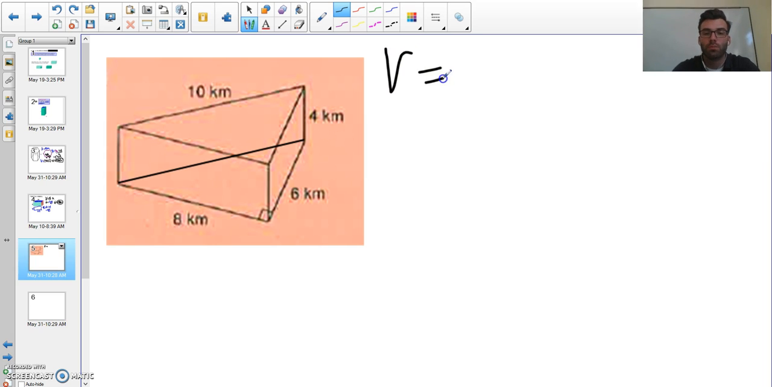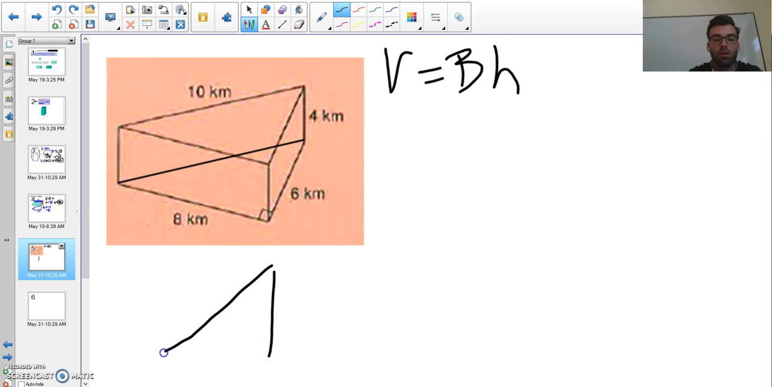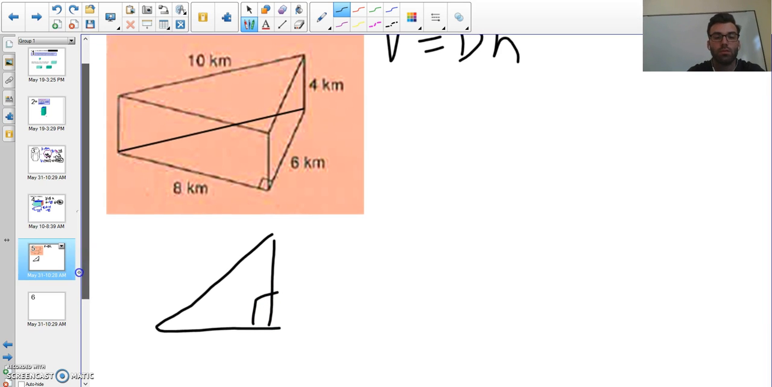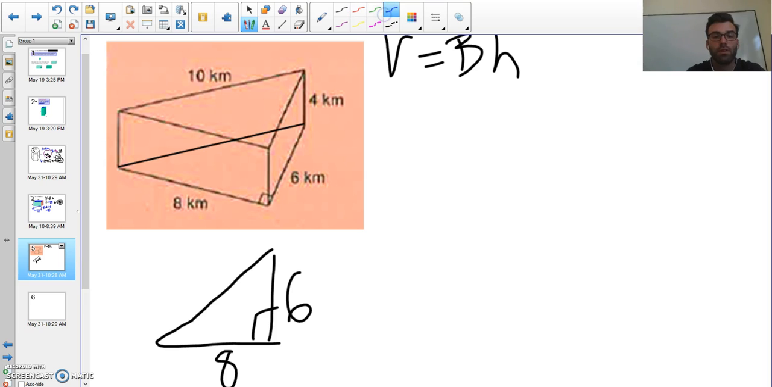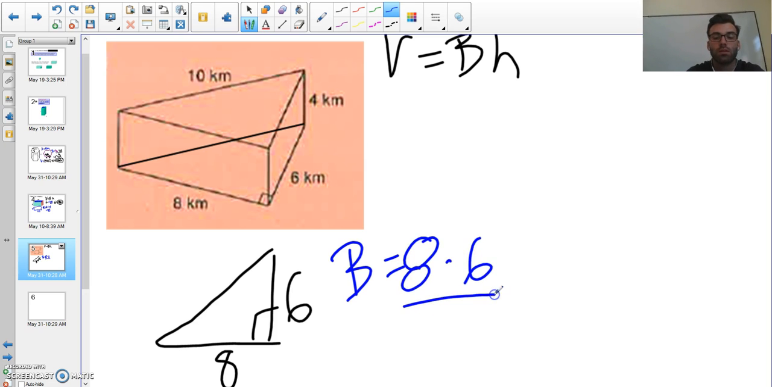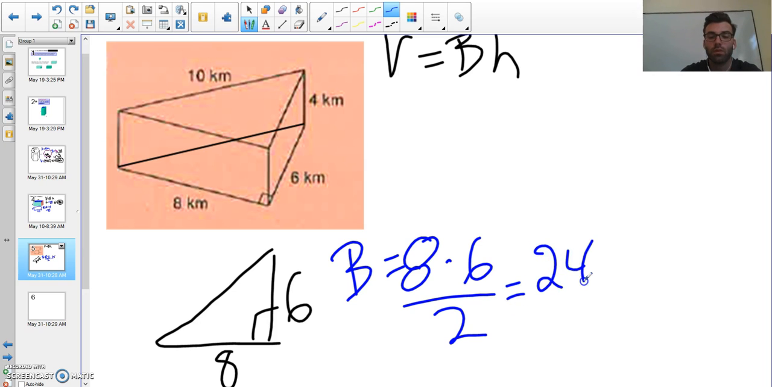Remember, volume equals B times H. In this prism, our unique shape is the triangle. So with this being 8 and that being 6, to find the area of a triangle, I do base times height, 8 times 6 all over 2. Remember your base and your height within a triangle form a right angle. And you should get 24.